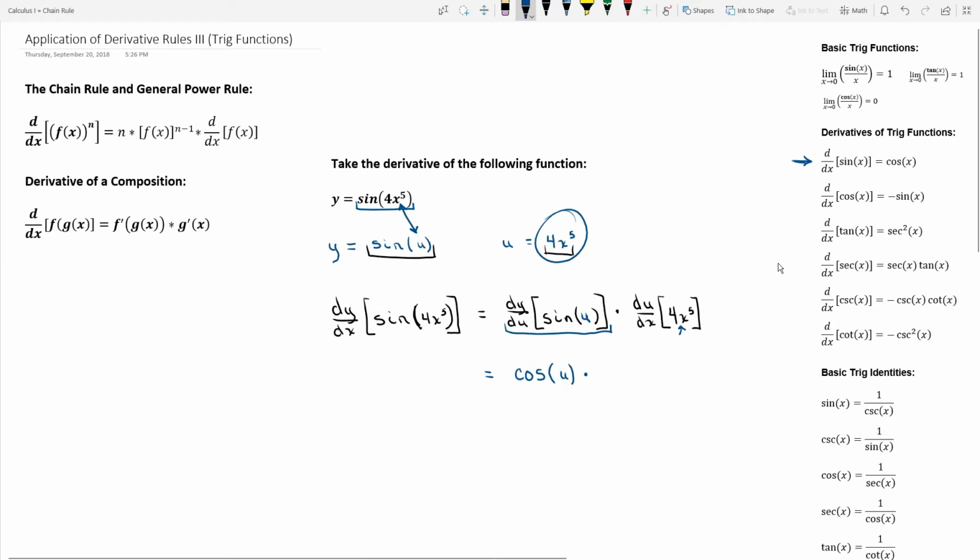That's going to be the exponent 5 multiplied by the lead coefficient 4. That's going to give us 20. X to the fifth minus 1 leaves us with x to the fourth. And now I'm going to replace u, and I'm going to rewrite this as 20x to the fourth times cosine of 4x to the fifth. And we are done.